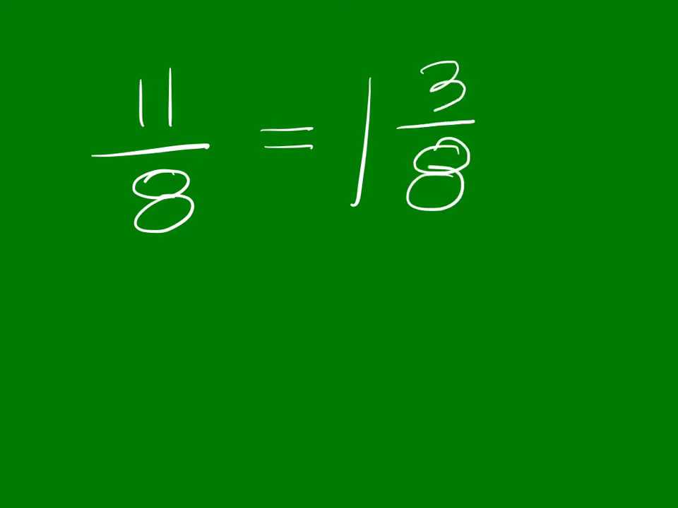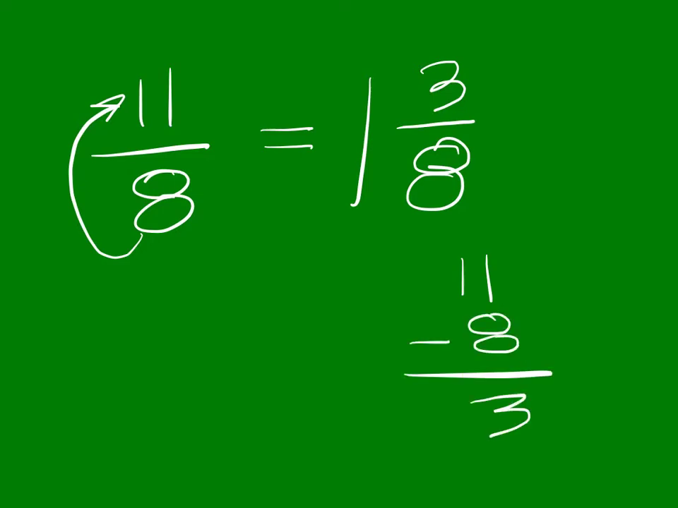What would 11 over 8 be as a mixed number? 1 3/8. 8 will go into 11 just once without going over. So here's what we have to start with. 8 only goes in one time, so that's 8. You subtract to get the 3. Put that on the top.